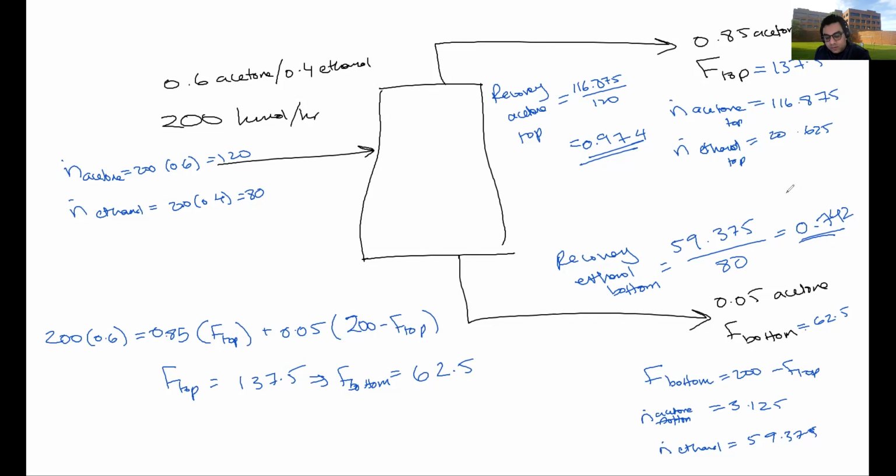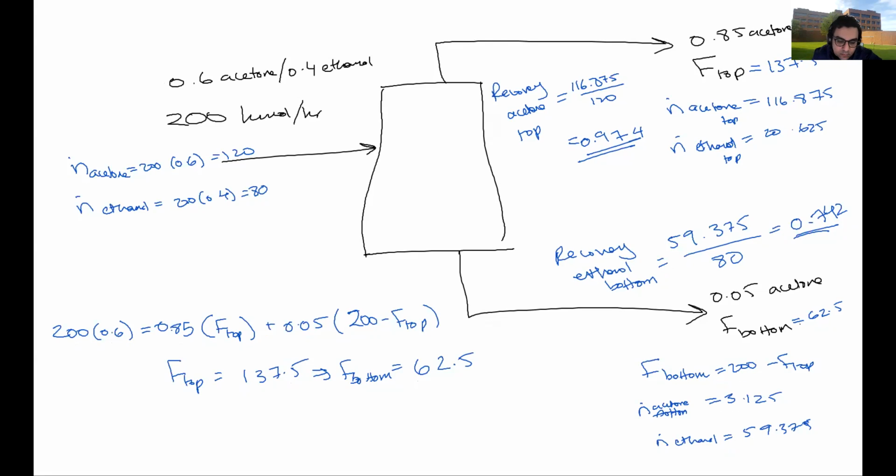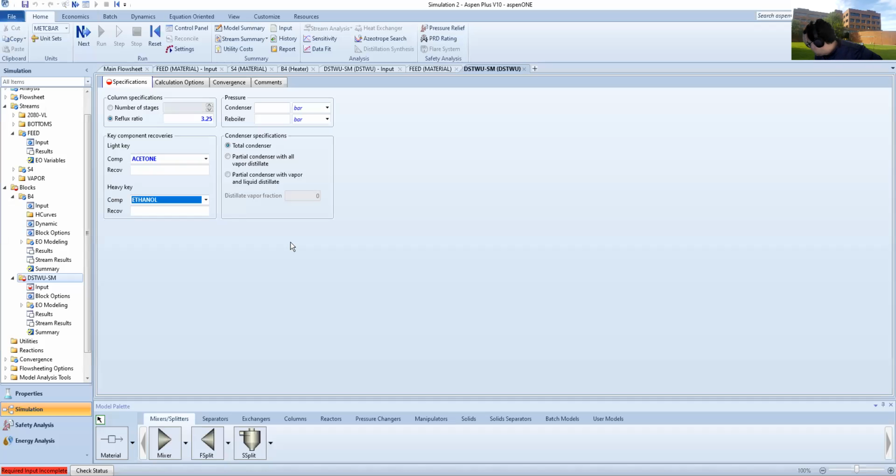Okay, let's go back to our Aspen Plus simulation, and let's see how we're going to use these numbers to model this column. But again, Aspen is not a black box. You need to use Aspen to supplement your calculations and your engineering judgment, right? All right, so we said the acetone recovery at the top is 0.974. You should never use Aspen as a black box. Garbage in, garbage out. Anyways, ethanol recovery at the bottom is 0.742. So now I have my recoveries at the top and at the bottom.